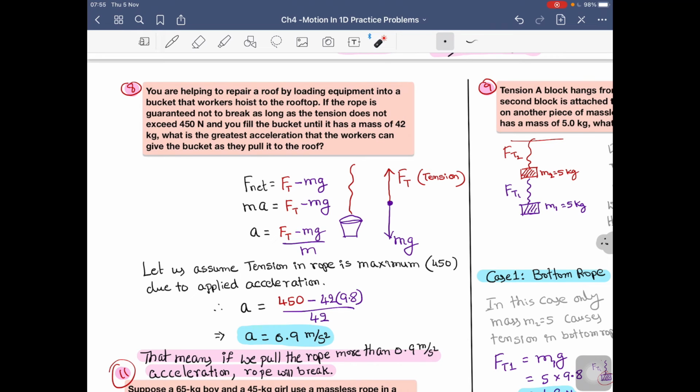What does it mean? If you apply an acceleration to the system of more than 0.9, let us say 1 meter per second square, the rope is going to break, because if the A value exceeds 0.9, the total tension in the rope will exceed 450 newtons. So then the rope will get broken.